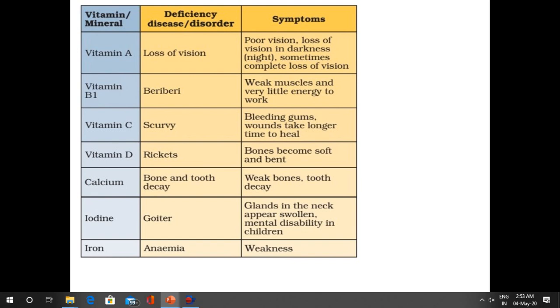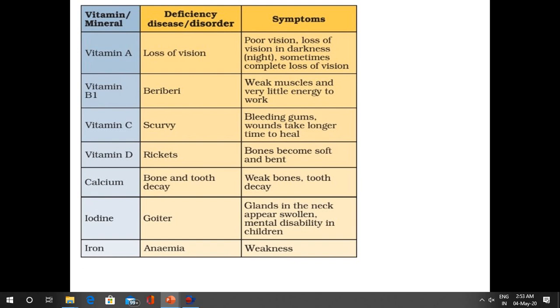Calcium deficiency causes bone and tooth decay; our bones become weak and there is tooth decay. Because of deficiency of the mineral iodine, we will have a deficiency disease called goiter, where the glands in the neck region appear swollen, and mental disability in children is also observed. Because of deficiency of iron, there is a deficiency disease called anemia, and because of this we will have weakness. Now I will tell you some tricks for learning this particular table.